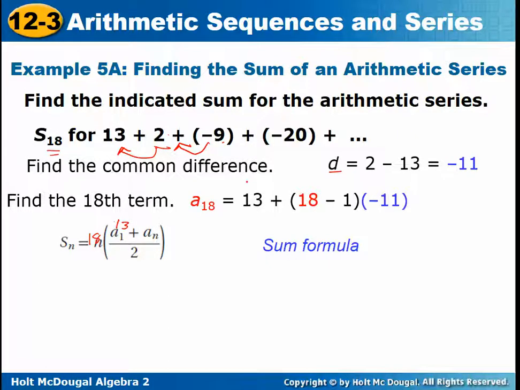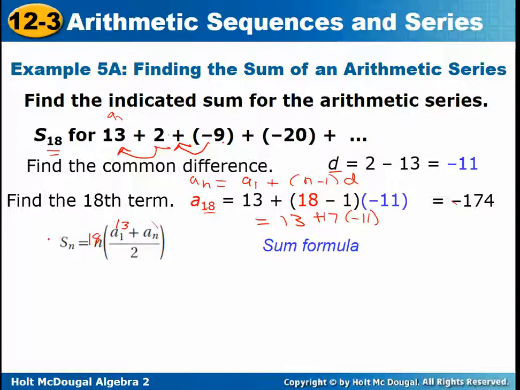So here's the formula for the 18th term. We use a sub 1 plus n minus 1 times d. So a sub 18 would be 13, which is a sub 1. Now we know the difference is negative 11. And n, of course, is 18 because we're looking for the 18th term. So that's 17 times negative 11, and then we have to add 13 to that. So get your calculators out and double check your answer, and you should get negative 174 for the 18th term.